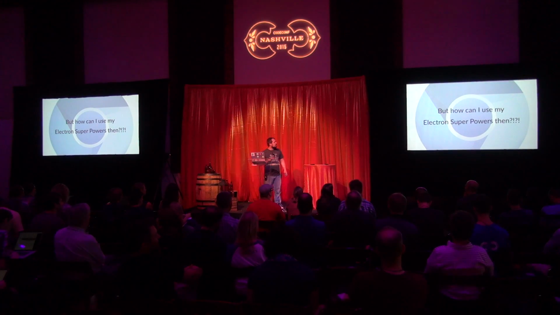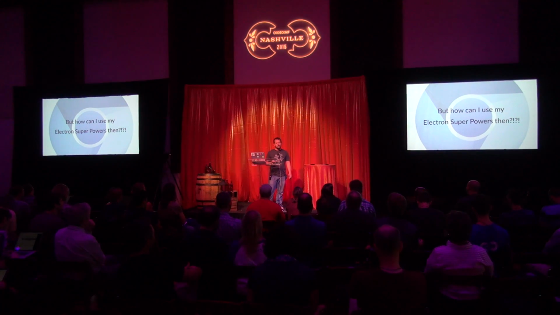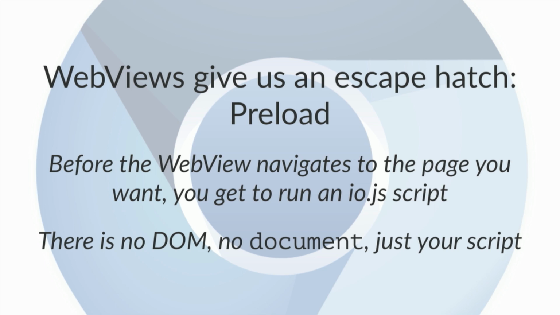But that sounds like a bummer, because then inside my web view I'm just a web page. How can I use my Electron superpowers? WebViews give us an escape hatch, and it's called the preload script. The way you can set up WebViews is that when you navigate to a page, before it does any navigation, before it loads the DOM, before you even have a window object, you have nothing, we will run a script of your choosing, and that script will have access to io.js. It can require things, it can set up objects.